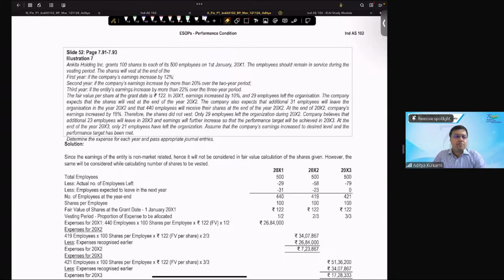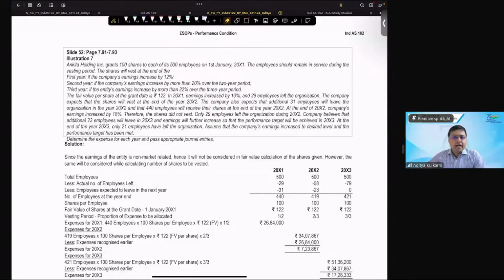Coming to the converse, the opposite: a market-based performance condition is already considered in the fair value. Are you able to understand? If I am saying that the market price should increase by 20% over the next 4 years for options to vest, this increase in market price is already factored in the fair value of your options. Are you able to follow? Yes or no? Yes, sir.